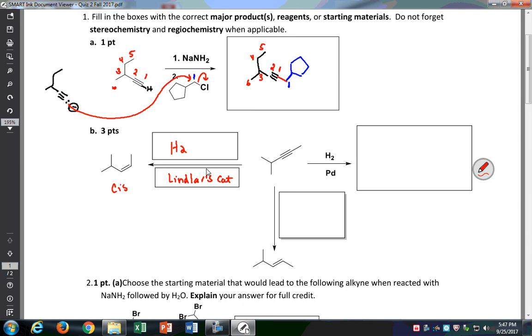So we added our 2 hydrogens on the same side. It's cis because, again, it's a heterogeneous metal, so whatever side of the triple bond interacts with the metal first, that's the side both hydrogens add on. If we look to the right, we're adding just H2 and just a metal catalyst, no poison, so that means we're going to react both pi bonds. So that's it. You're just fully reducing the compound.